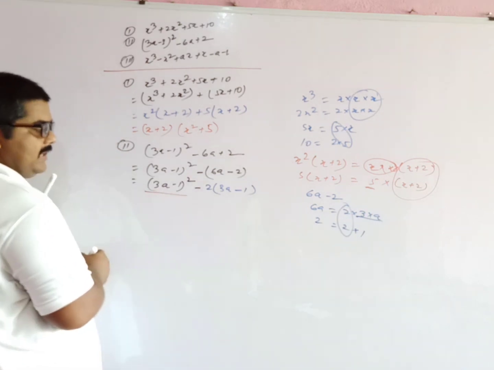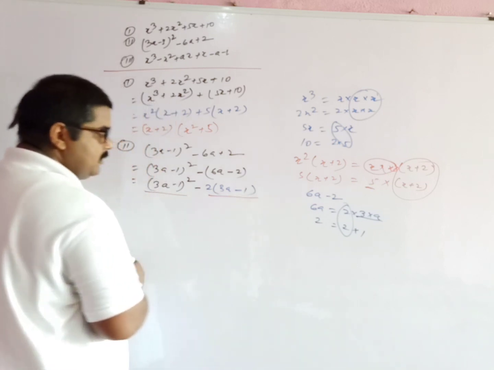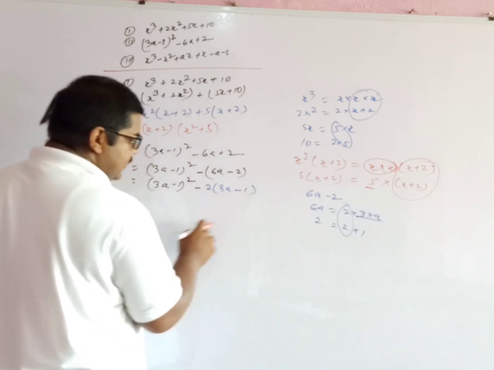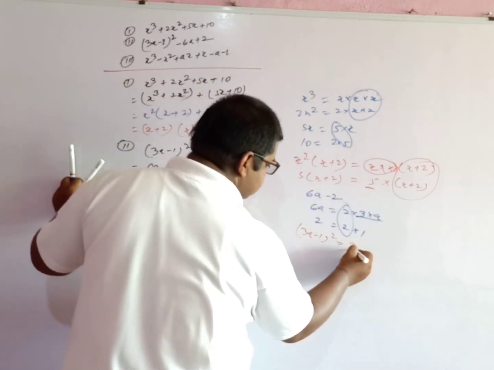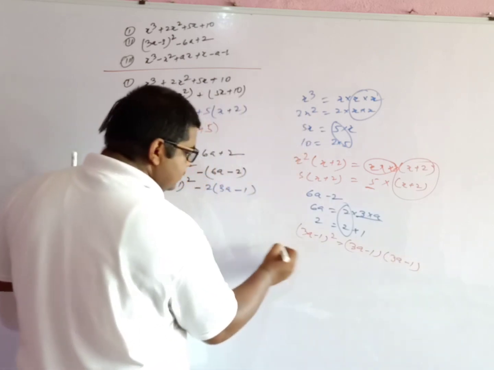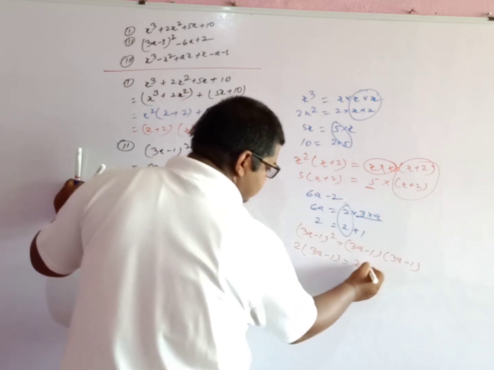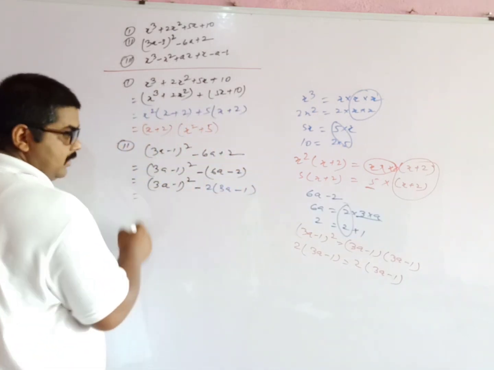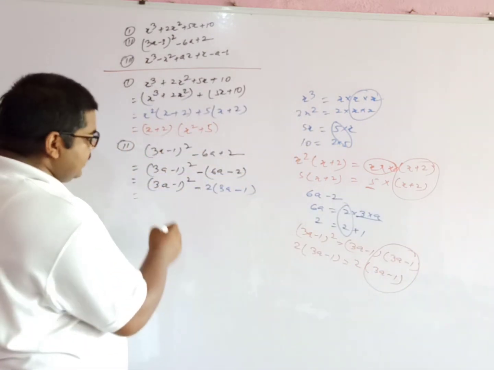So you can compare these two terms. Now the first term is 3a minus 1 whole square, and the second one is 2 into 3a minus 1. You need not write this line, whatever helps you better understand it. 3a minus 1 whole square means actually 3a minus 1 into 3a minus 1. And the second one, 2 into 3a minus 1, can be written as 2 into 3a minus 1. So in both cases, what is common? 3a minus 1 is common.